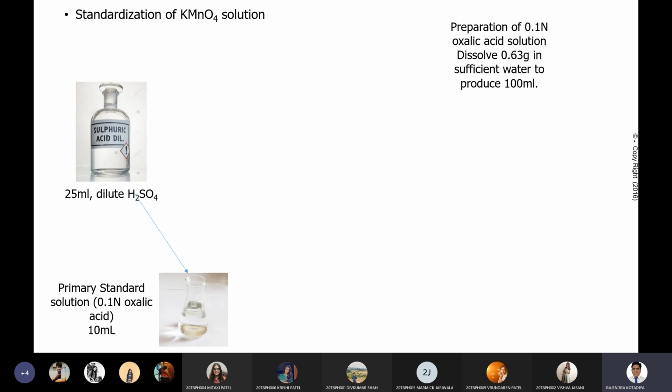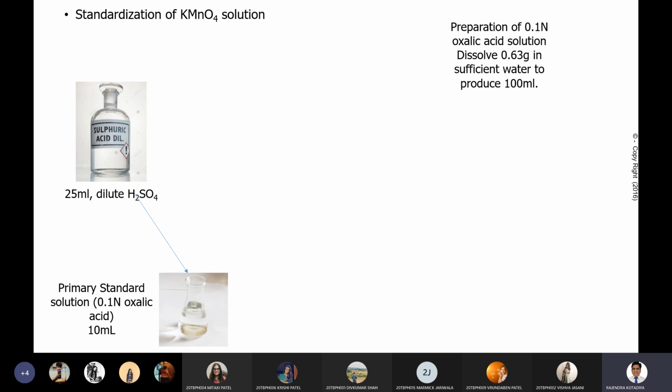As I have discussed earlier, the standardization process that we are going to do will be carried out in acidic medium. That is why H2SO4 is to be added. Okay, so it will provide the proper medium for the redox reactions. For oxidation reduction we require acidic medium and that is provided by dilute sulfuric acid and the volume is 25 ml.